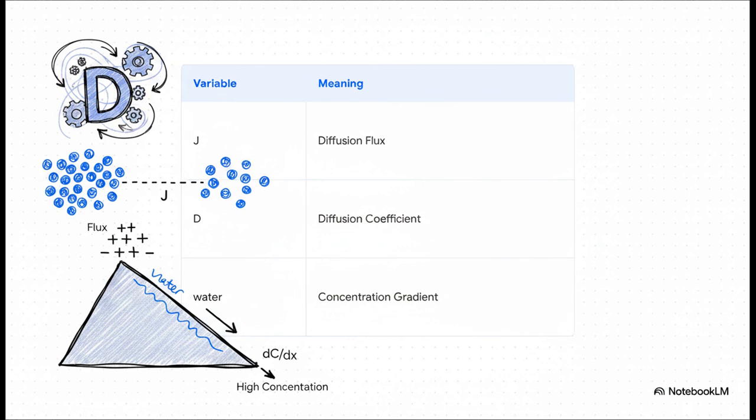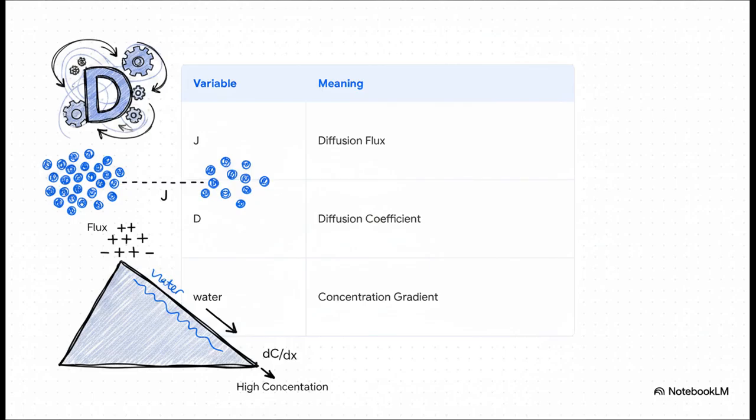This is just narrative math describing exactly what we've already been talking about. Fick's first law describes steady state diffusion. That simply means the rate of diffusion isn't changing over time. It's constant. The equation states that J equals negative D times dC over dx. Let's break that down real quick.